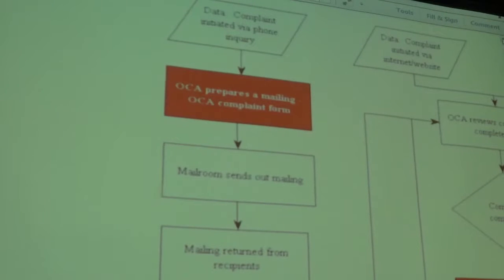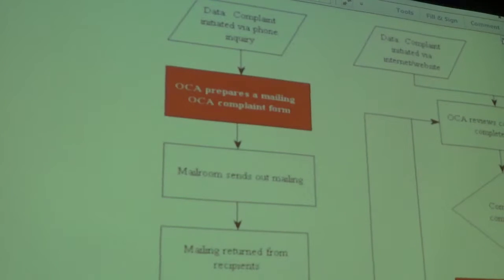Now, in terms of process, there are several indicators that can be generated just on this couple of steps. The one step is how long does it take OCA, the Office of Consumer Affairs, to prepare the form? How much resources are being used to prepare the form? When is the form actually mailed out? So you can time it from when the complaint was made through the phone. How long did it take OCA to prepare the form? So there's a processing time.